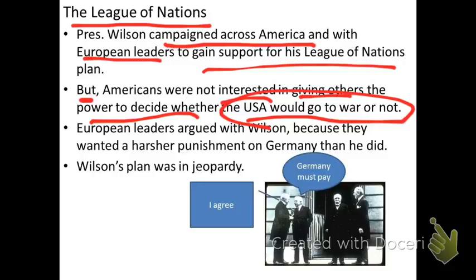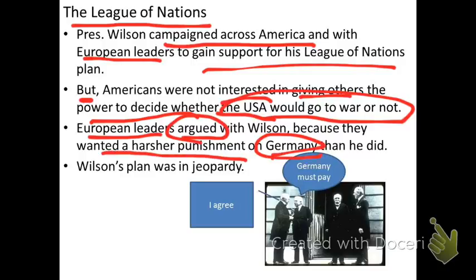That's just one element. There were a number of other elements involved in the League and the concerns of the American public about the League. But that was one of them. We were somewhat concerned, would the League of Nations dictate American policy? European leaders argued with Wilson because they wanted a harsher punishment for Germany than he did. They felt the Germans should be punished far more severely than what Wilson wanted, because again, in their minds, in their point of view, it was all Germany's fault. So the plan was in jeopardy.